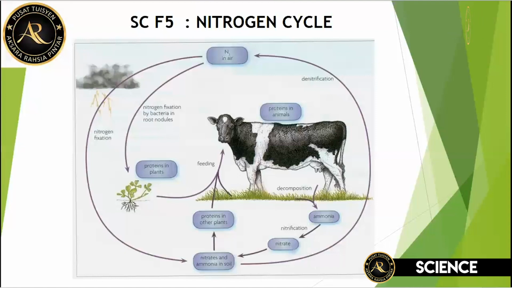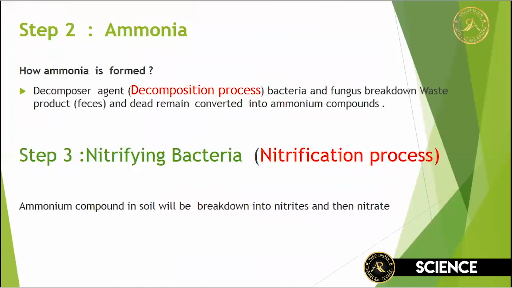These two agents will break down waste product and the dead remains into ammonium compound. If you were to look into how the ammonia is being formed, it is the decomposer agent, the process of decomposition. Bacteria and fungus will break down the waste product like feces and the dead remains, which will be converted into ammonium compound. So this is how ammonium compound will be formed.